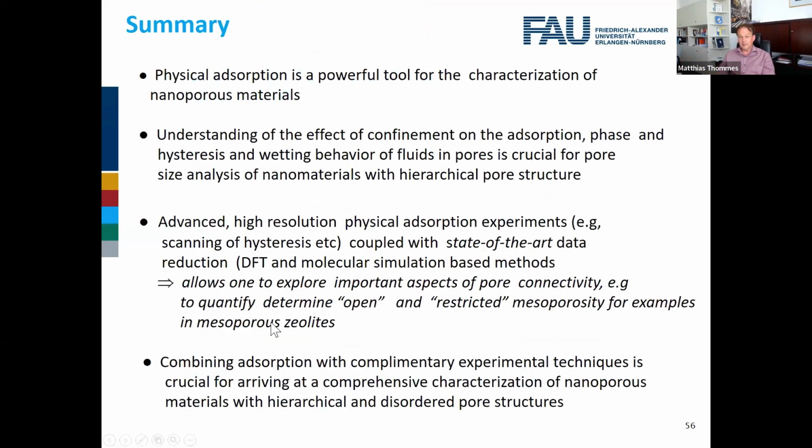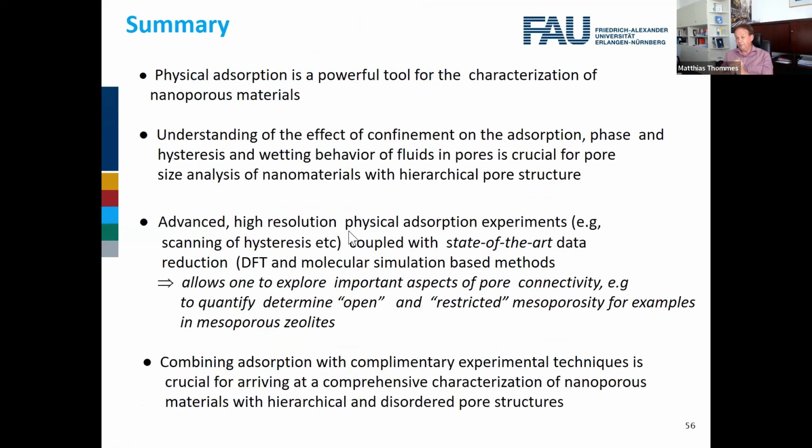So with this, I come to the end. Sorry that I took a few minutes more, but I hope I was able to show that it's possible and needed to understand how confinement affects adsorption phase and hysteresis behavior. We talked not so much about wetting today, in order to obtain reliable information about the pore network.